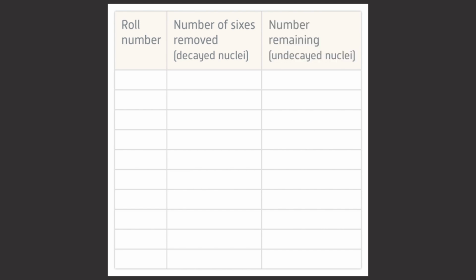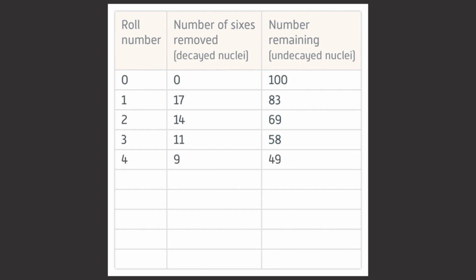Enter your results into a table. This table could have the following columns: roll number, number of 6s removed, which is the number of decayed nuclei, and the number of dice remaining, which is the number of undecayed nuclei. Some sample results could be: before you start, roll 0, 0 6s, all 100 dice remain. Roll 1, 17 6s, 83 dice remain. Roll 2, 14 6s, 69 remain. Roll 3, 11 6s, 58 remain.